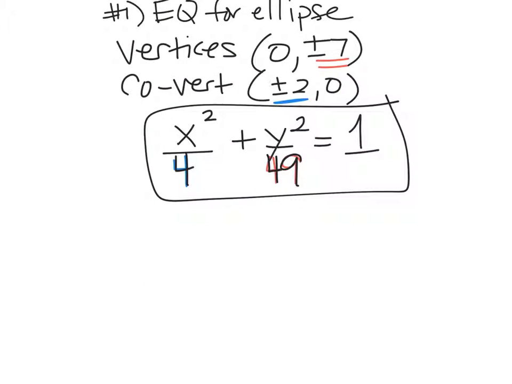Okay, so that's the easy one for the day. Now let's do some hard ones. Here we go, number 2. Like, oh, we feel so warm and fuzzy. Here it is. Let's say that the foci are going to be at plus or minus 7, 0.